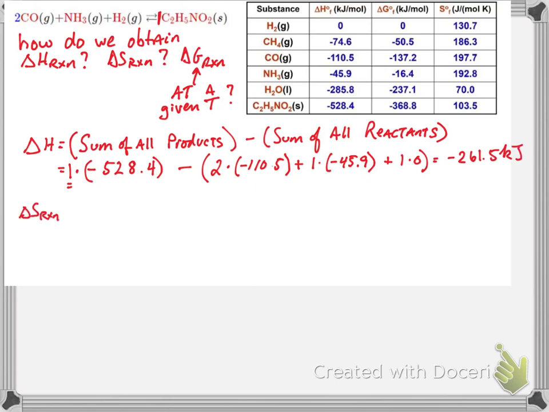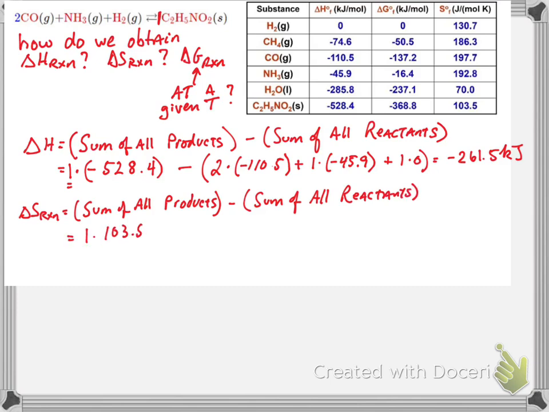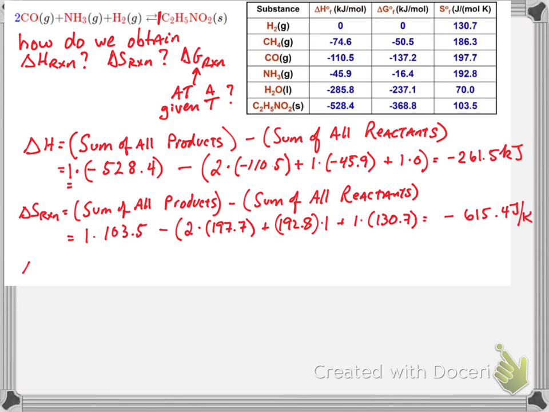Let's do delta S. So delta S has the same formula. Once you have the formula, you just sum up the products, delta S, sum up the reactants, delta S. 1, and then the entropy change is 103.5 for alanine, minus, now there's more terms here, so we're going to put a parenthesis, so 2 times 197, that's the entropy of CO, 1 times 192.8, that's the entropy of NH3, and 1 times 130.7, which is the entropy of H2. If you add all that up, it's minus 615.4 joules per Kelvin.